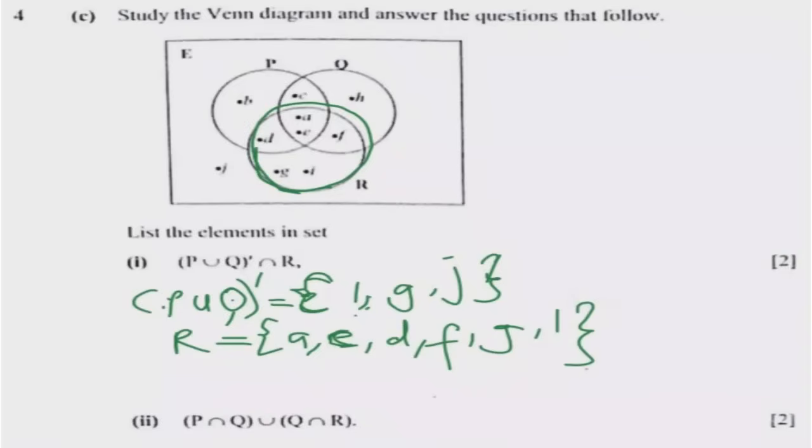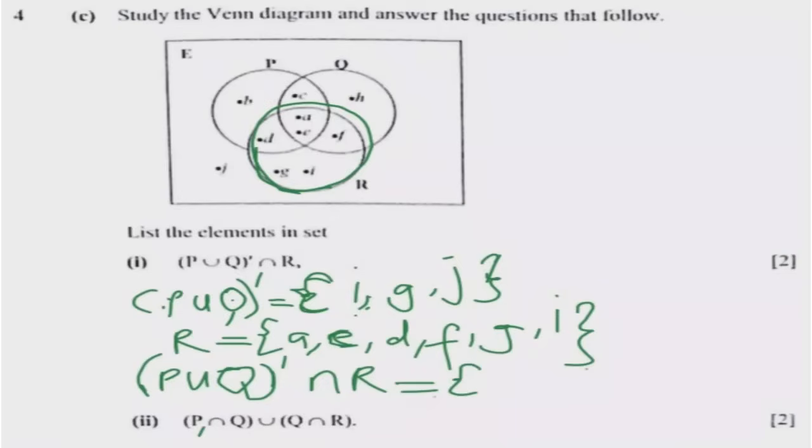Now the question is to list the members of P union Q, in brackets complement, intersection R. So what we need to do is, from those two sets we have made, we look for members that are found in both.